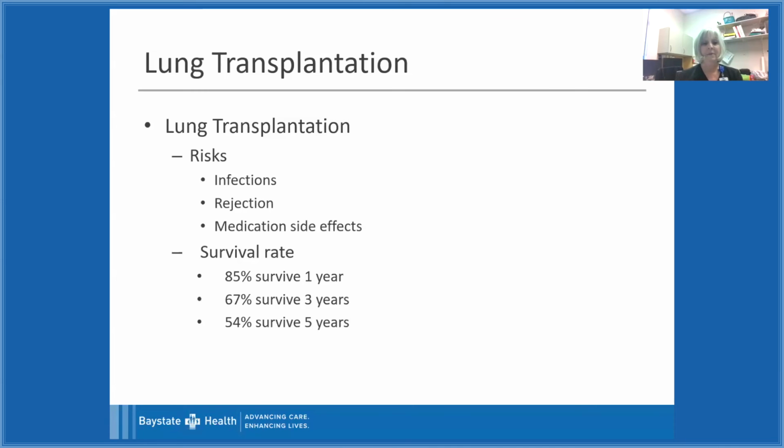So, there's lots of risks involved, just as there are lots of benefits from lung transplantation. The risks are infections, rejection of the lungs themselves. There's lots of medications that you're on after a lung transplant, because we have to give you medicine so that the body doesn't reject the new lung that's been transplanted. And so the survival rate after lung transplantation is 85% after 1 year, 67% after 3, and 54% after 5. And these numbers are from 2021.